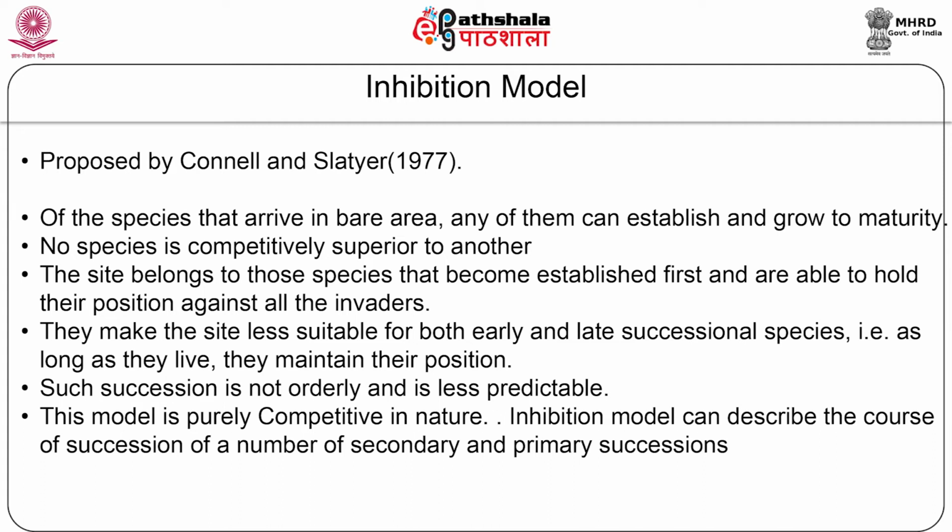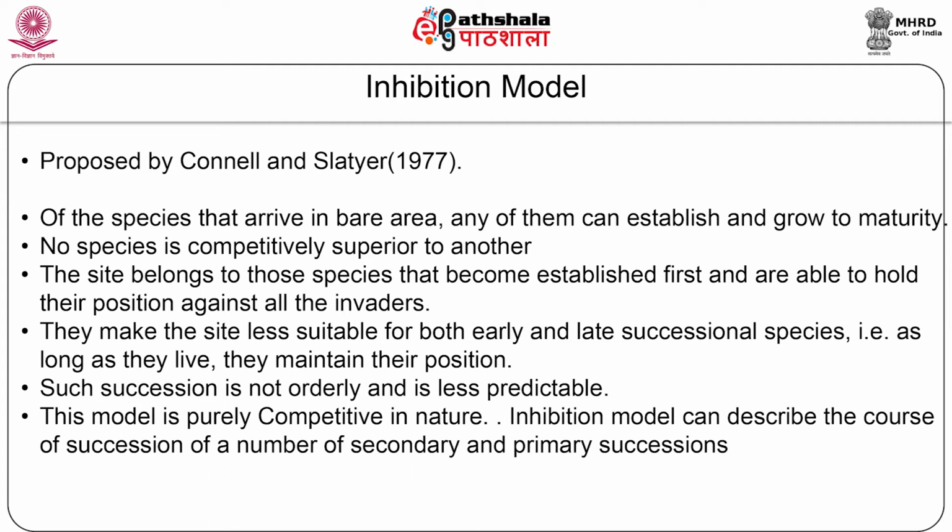They make the site less suitable for both early and late successional species. As long as they continue to germinate, they suppress or exclude the subsequent colonies of late arrivals, that is, as long as they live, they maintain their position. The ultimate winner is generally long-lived plants, even though the early successional species may suppress later species for a long time. Such succession is not orderly and is less predictable.